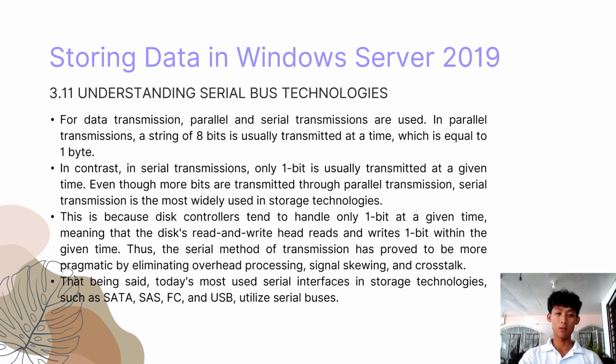Understanding serial bus technology. For data transmission, parallel and serial transmission are used. In parallel transmission, a string of 8 bits is usually transmitted at a time, which is equal to 1 byte, whereas in serial transmission, only 1 bit is usually transmitted at a given time, even though more bits are transmitted through parallel transmission. Serial transmission is the most widely used in storage technologies. This is because the controller tends to handle only one bit at a given time, meaning that the disk read and write head reads and writes one bit within the given time.